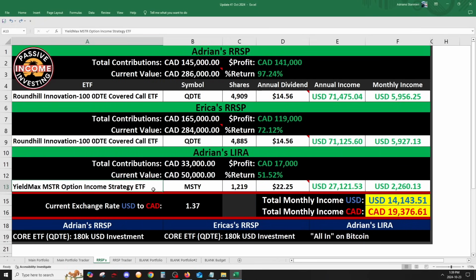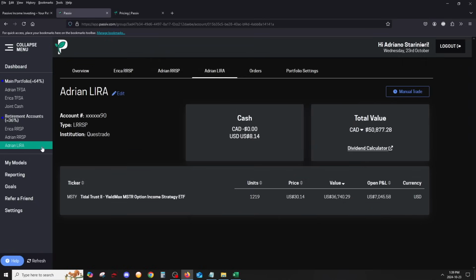MicroStrategy has much higher yield and much higher volatility. And it was actually a really good decision because MicroStrategy is outperforming Bitcoin by a lot, and my account actually jumped up a little bit here. If we click on the LIRA, I have 1,219 shares. And you can see that this is not even a month, and I'm already up $7,000 on the investment.